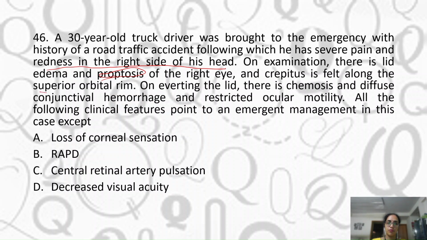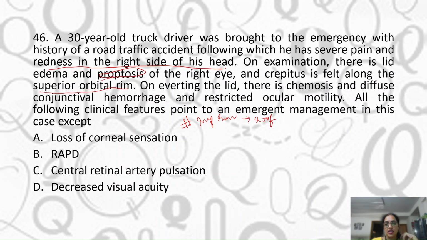So this is a very important feature here. The superior orbital rim, there is crepitus. So we are dealing with some fracture. So there might be fracture of the superior rim, and they're saying there is proptosis. So there might be also the roof that is involved. Okay. On inverting the lid, there is chemosis and diffuse conjunctival hemorrhage and restricted ocular motility. All the following clinical features point to an emergent management in this condition.